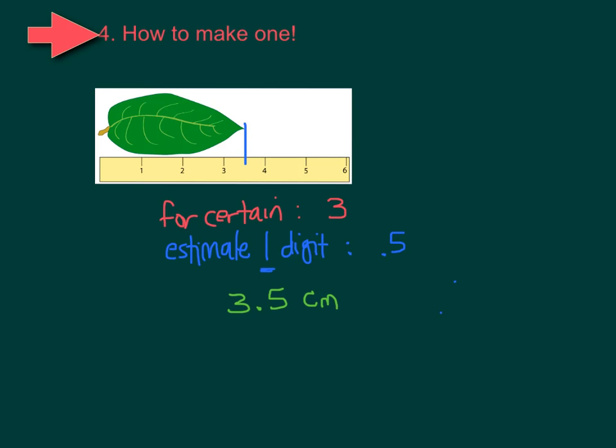So all measurements need to have 3 parts. You need your certain digit, you need your one final estimated digit, and then of course you need a unit on that number.